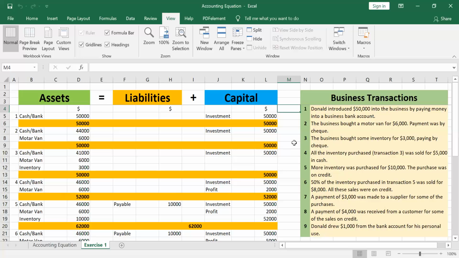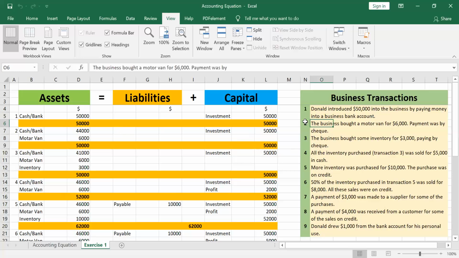Donald introduced 50,000 into the business by paying money into a business bank account. So he is investing. Now, when he is investing, this is the investment which should be shown under the capital, 50,000 investment. And he is depositing that money into the business bank account. So what you're going to do is cash or bank, and this will be recorded under the assets. So at any point you see the 50,000 of the total, which is the highlighted area in the yellow color. So 50,000 of the assets equal to the 50,000 of the capital, because in the first transaction, there are no liabilities.